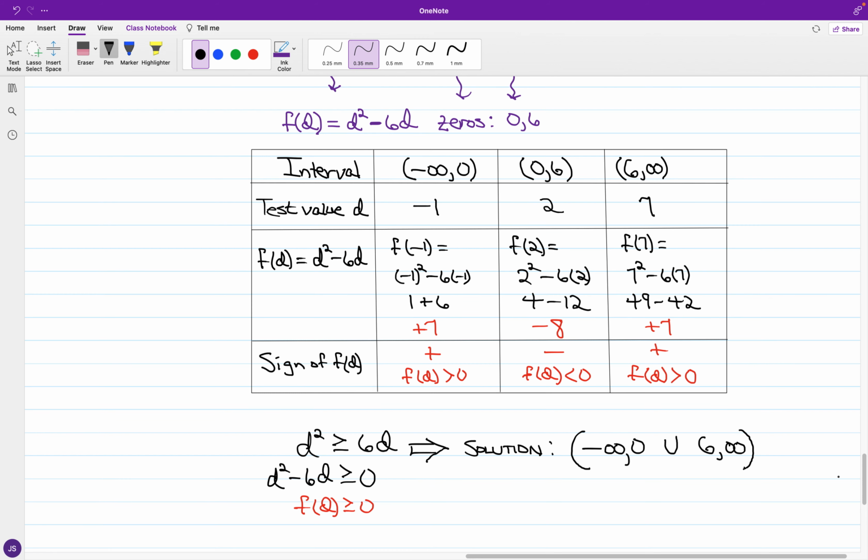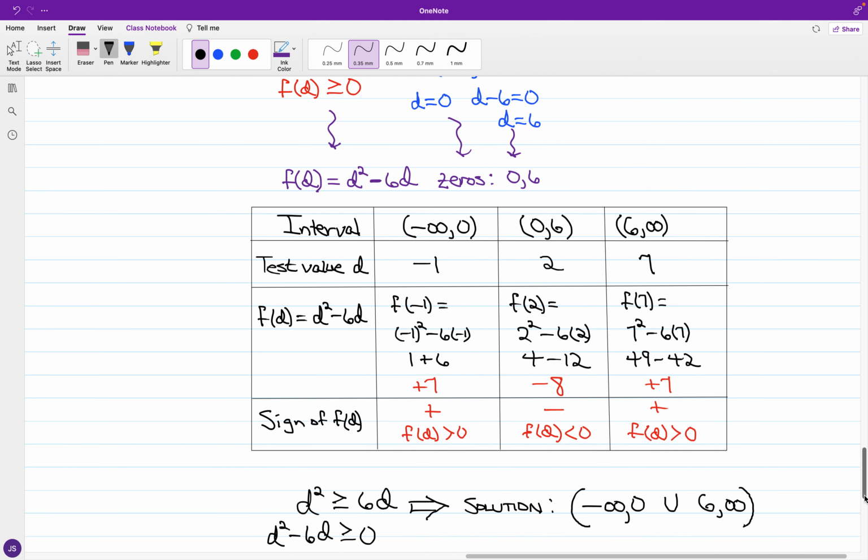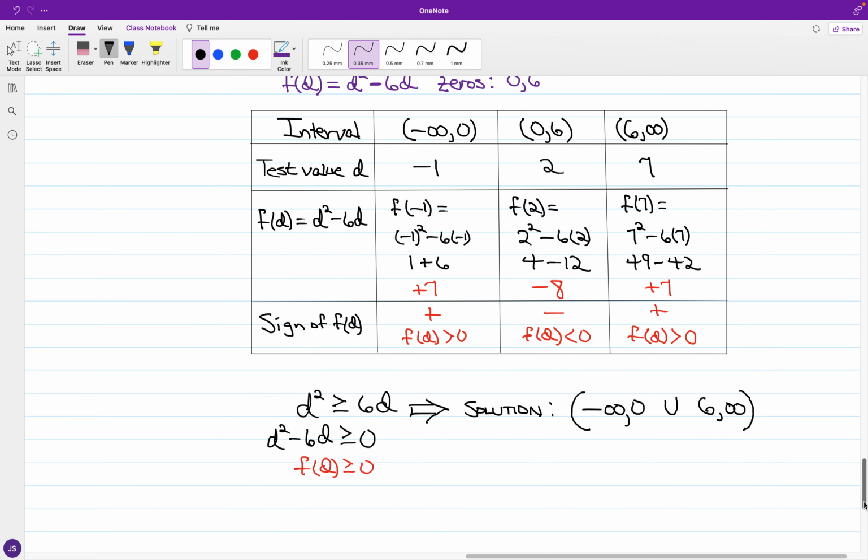And with the inclusion of the equal to 0, d equals 0 and d equals 6 will cause d squared minus 6d to be equal to 0. And so for 0 and 6, the containment is brackets: a bracket around 0 and a bracket around 6. And so this will be the interval solution for this particular inequality.